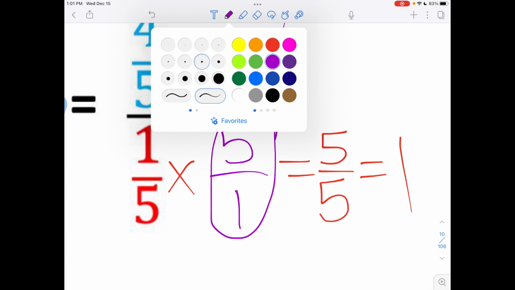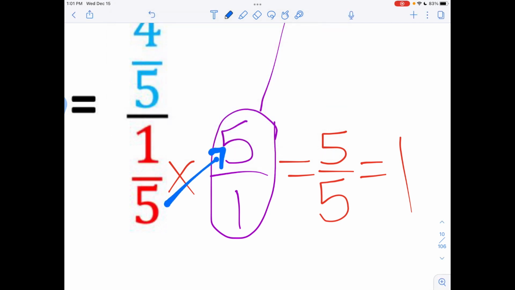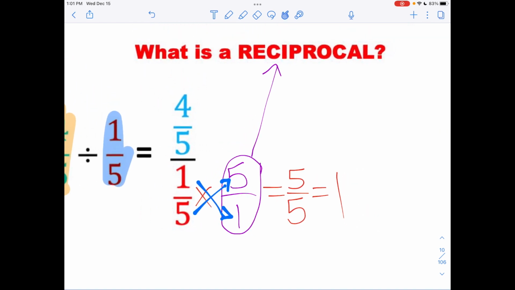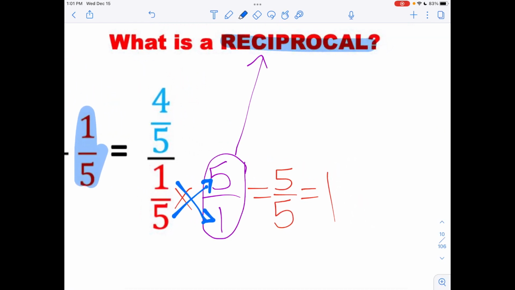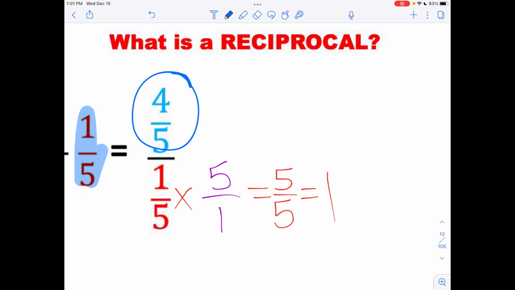So I'm going to grab a different color. The 5 is now on top. The 1 is now on the bottom. When you multiply any fraction by its flipped over version, by its reciprocal, you will always get the answer of 1. And we want to have the answer of 1 because if 1 is on the denominator, then whatever's on top is going to be our answer when we're done. All right? Whatever is on top is going to be our answer because anything divided by 1 is itself, right?